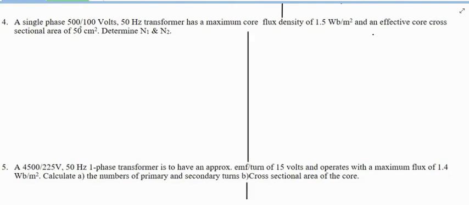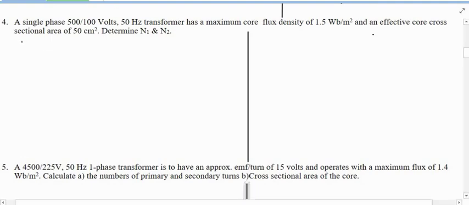A single phase 500/100 volt 50 Hz transformer has maximum core flux density of 1.5 Weber per meter square and an effective core cross sectional area of 50 centimeter square. We have to determine the primary and secondary turns.